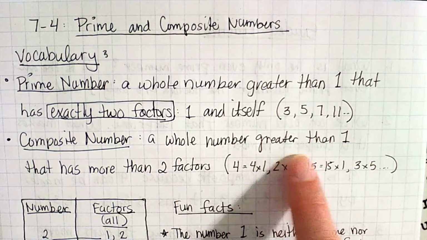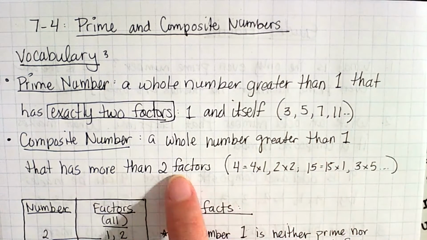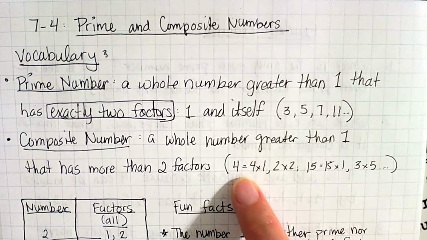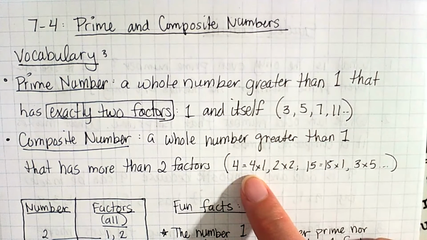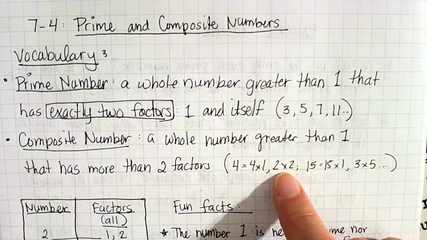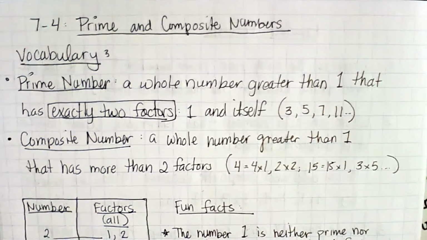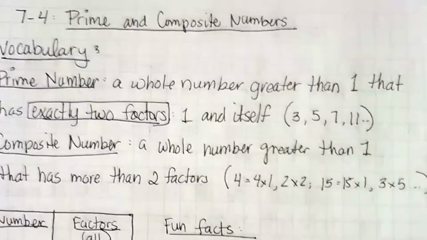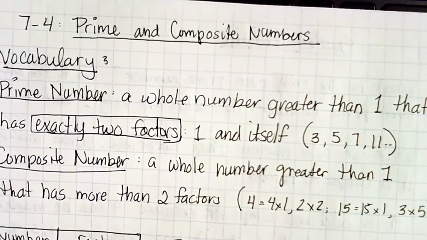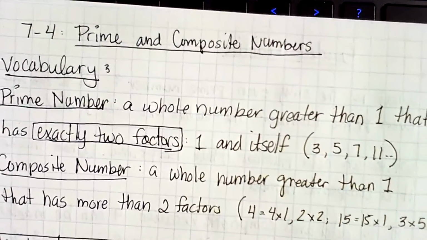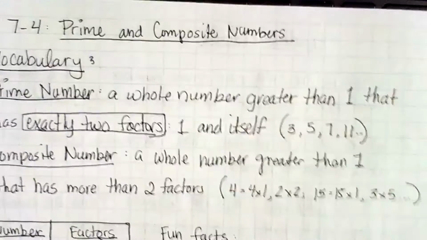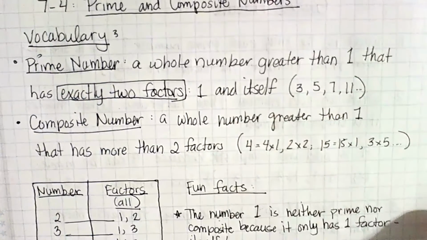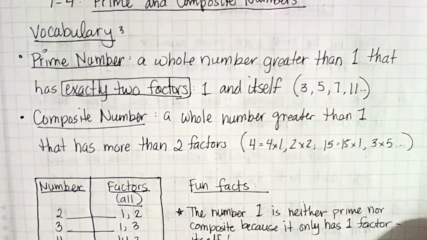A composite number is a whole number that's greater than 1 that has more than 2 factors. So for example, the number 4. I can make 4 by doing 4 times 1 or 2 times 2. Either one of those are going to give me an answer of 4. I can also use, for example, the number 15. For the number 15, I can do 15 times 1, or I could also do 3 times 5, and so on.